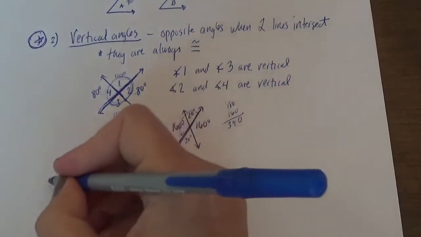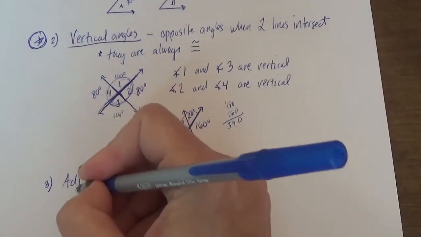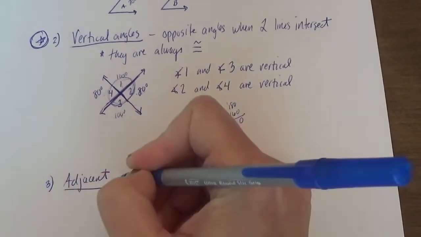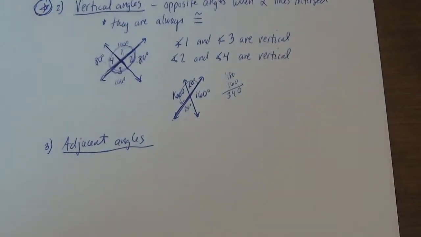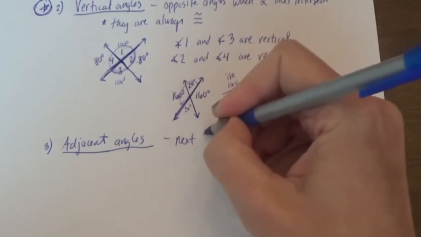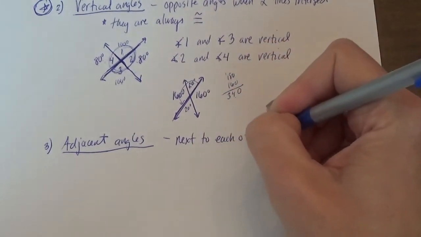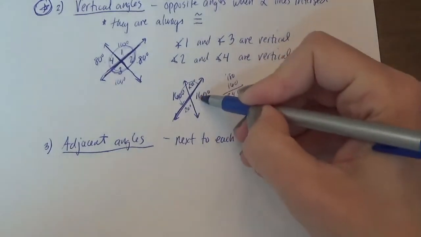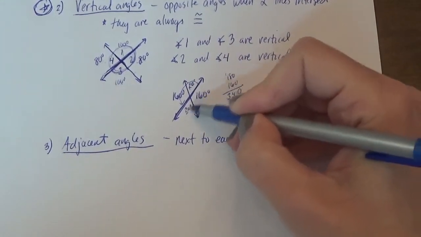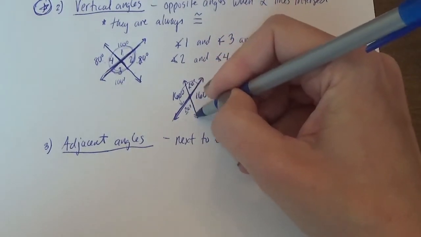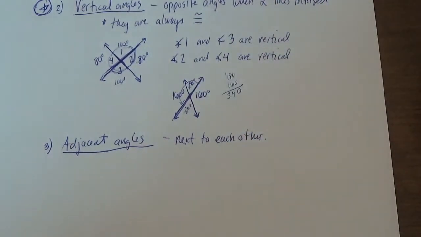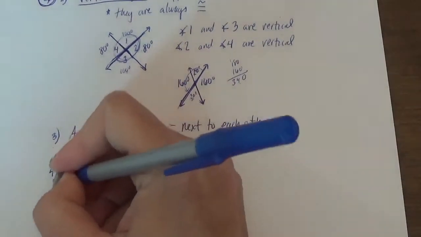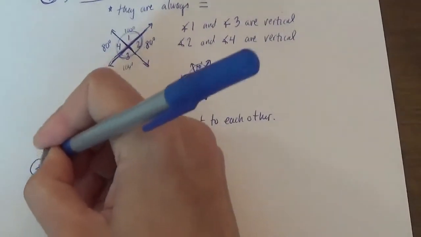All right. Now we also have to know the word adjacent. Adjacent angles. This is actually real easy. Adjacent just means next to. So next to each other. So when would that happen? Actually, these two angles right here are adjacent to each other, right? They share a point here. These two are adjacent to each other. They're right next to each other. So all it means is just right next to each other.